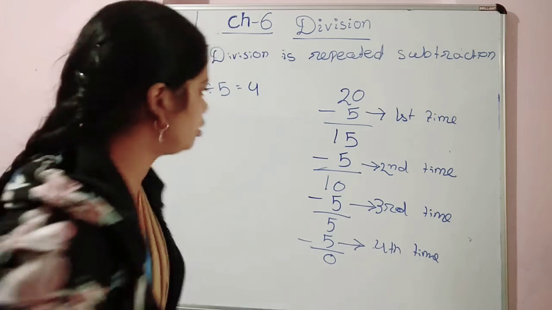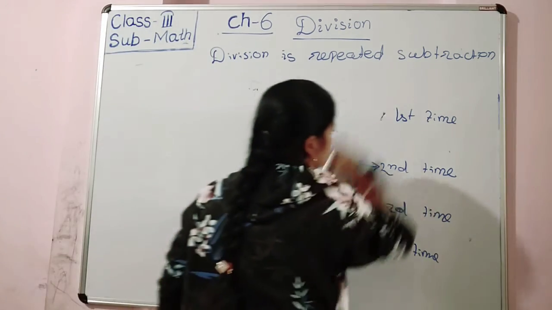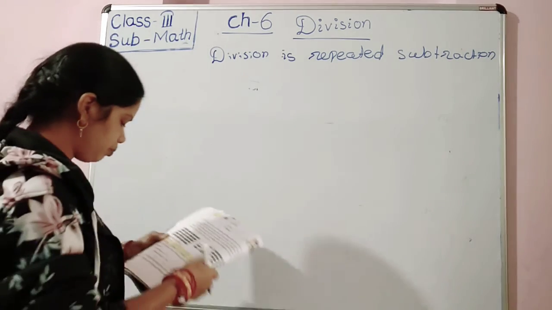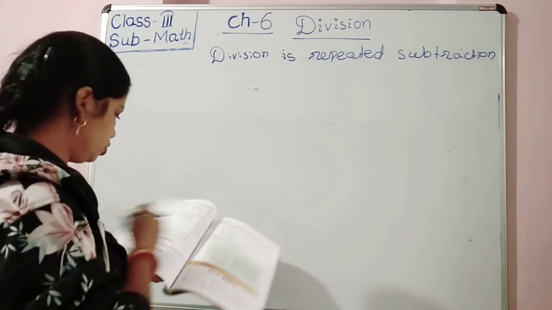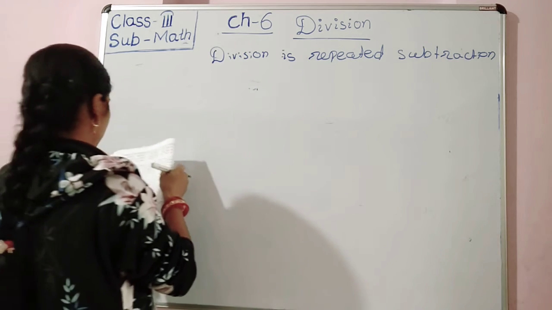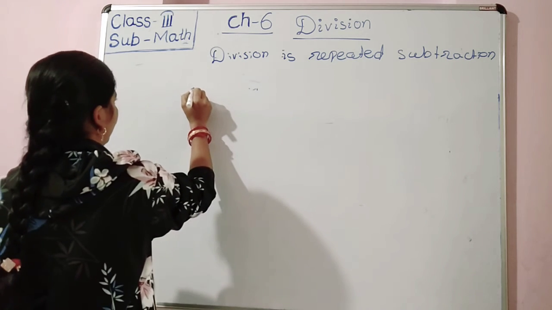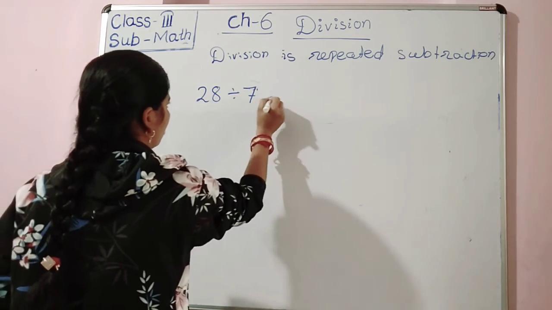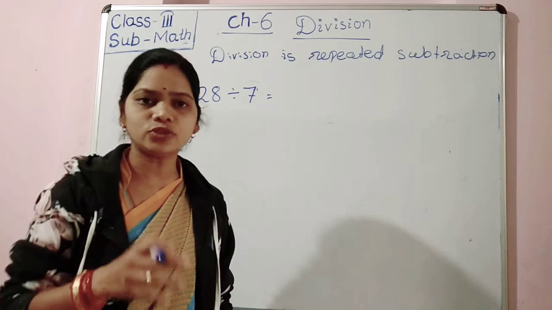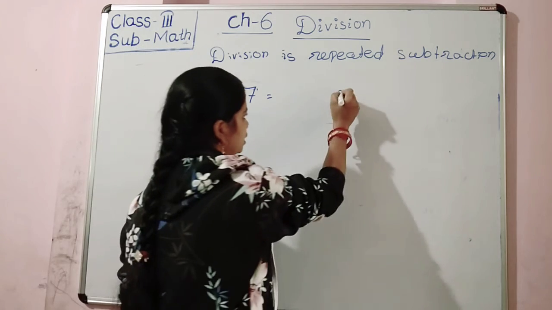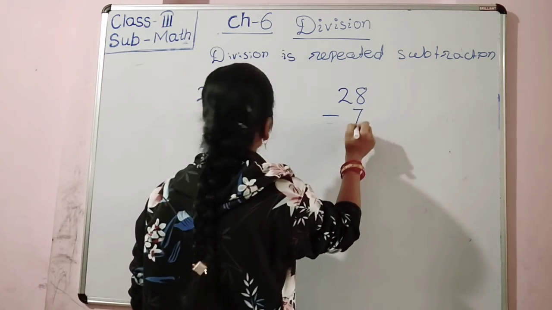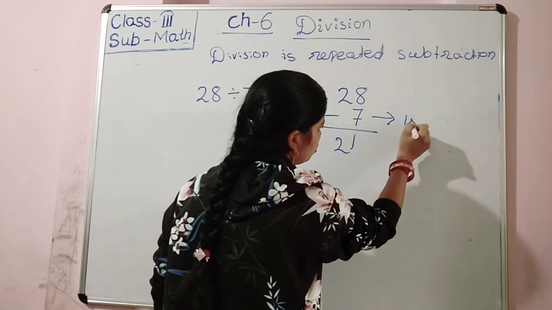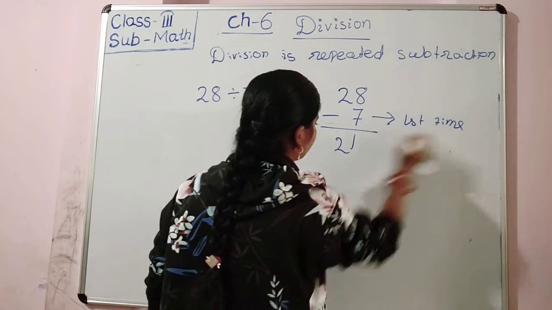Okay, चलो next step. Next example. देखो next example. Suppose 28 divided by 7. Okay, देखो we find the answer by repeated subtraction. देखो first 28 minus 7, 21. It is the first time subtraction. Then minus 7.